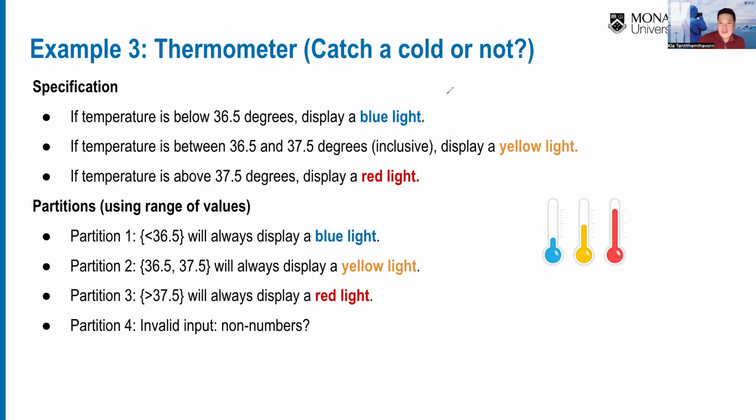The first step is: what is the input domain? That's the temperature, temp. And then what is the range or the partition here? We have 36.5 and 37.5. Anything below 36.5 should be blue, between is yellow, and then red here. Once you come up with the partitions, again, you define the test scenarios. You have three scenarios that you should test, and then you come up with the test cases. Okay, easy.